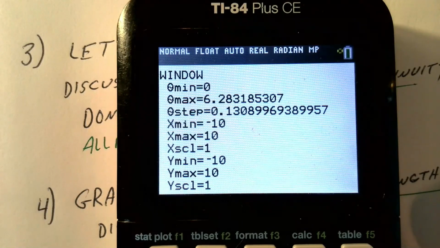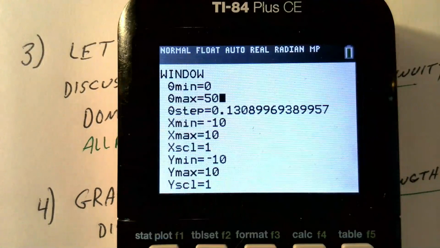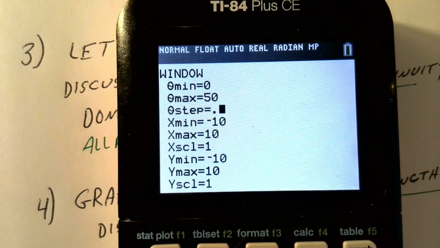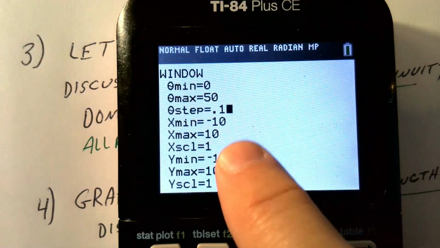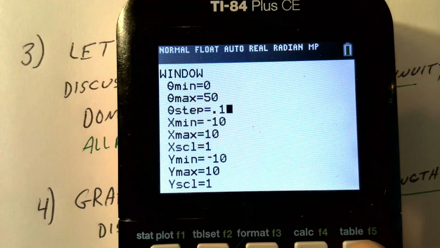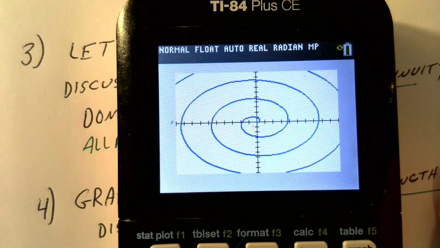So what I'm going to try now is this, is I'm going to change my 6 to a 50. So I'm going to do a whole bunch of these ones. Change that to 0.1, negative 10 to 10, negative 10 to 10. So right now it's 0 to 50. So I'm actually going to plot like 500 of these things. I'm going to hit graph, and you're going to see, whoa, it kind of spiraled out there, didn't it? Now it might still be going, and you got to be careful because your calculator might graph for a really long time. It might go a long ways out.